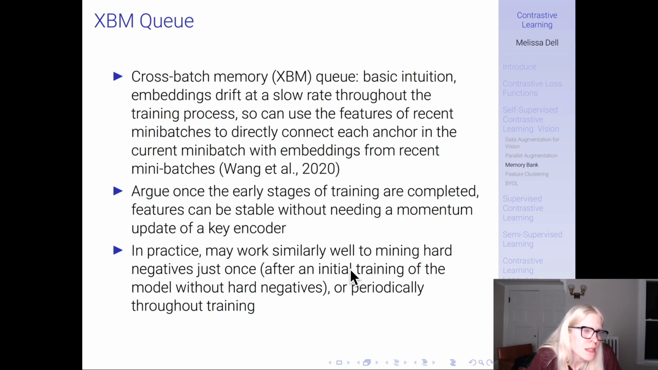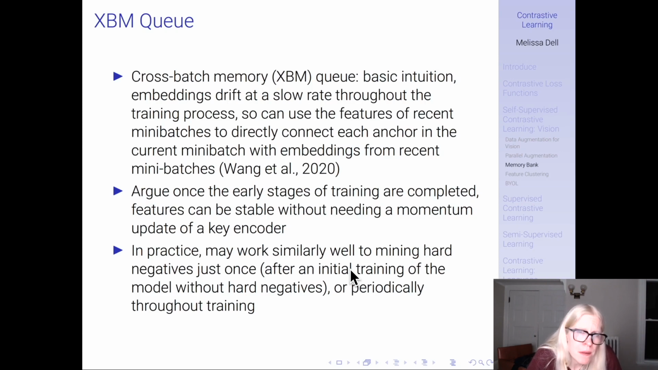There's also something you might see called the XBM queue, or cross-batch memory queue. The basic intuition here is that embeddings drift at a slow enough rate throughout the training process that you can use the features of recent mini batches to directly connect each anchor in the current mini batch with embeddings from recent mini batches. So they argue that once the early stages of training are completed, the features are stable enough that you don't need this momentum update of a key encoder. You can just directly use encodings from the past mini batch.